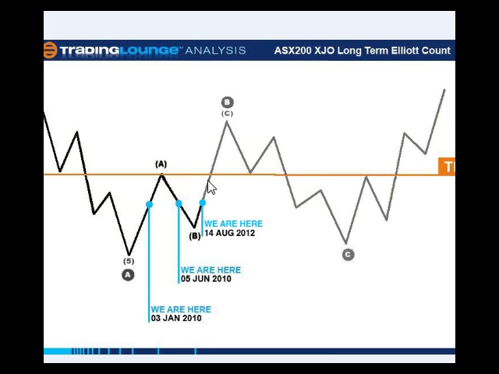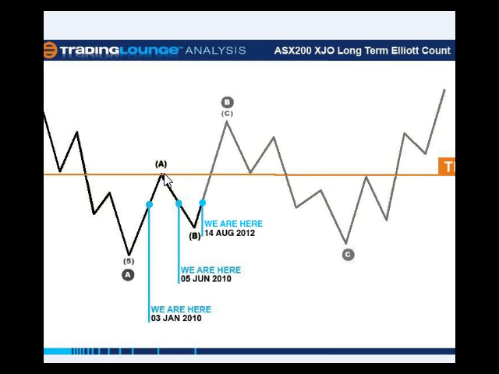Looking at this, so this A and B and C here, this would move back up to 61.8% of the big bear market we had, which is around the 5,400. But I wouldn't hold on to that with any hope. We'll just do our best to count the wave structure up through here.